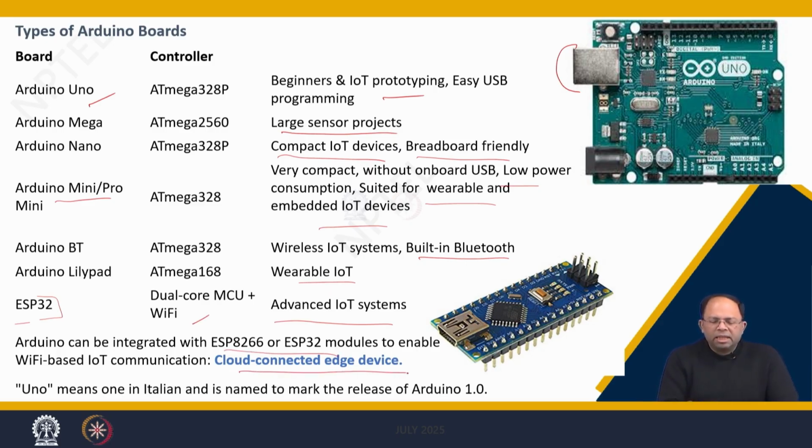So we can say that this is a sort of cloud connected edge device when it comes in this form. And Uno, we will be discussing mostly Uno because we are just learning about IoT systems. Uno means one in Italian, and it is named to mark the release of Arduino version 1.